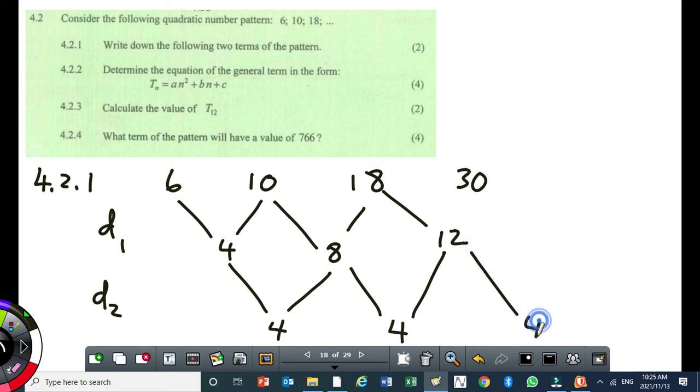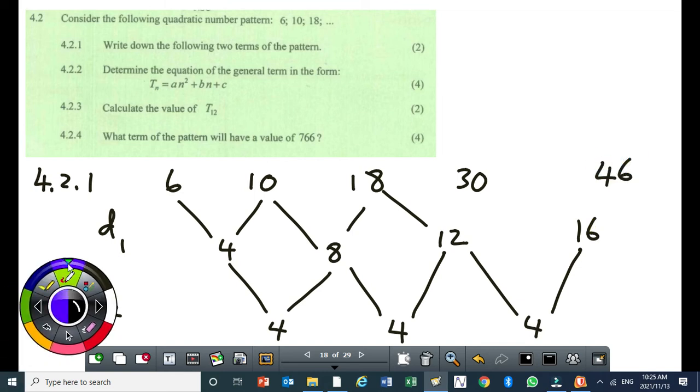Then we have another 4 here. 12 plus 4 should give us 16 there. So 30 plus 16 will give us 46. You can see that I'm not guessing the answers. So we have these two as our answers.